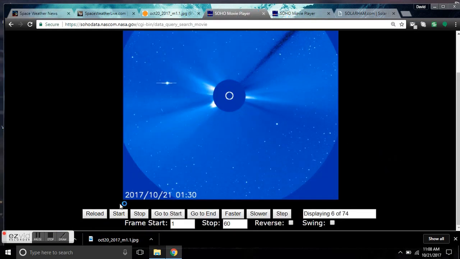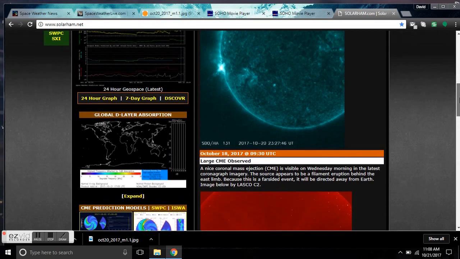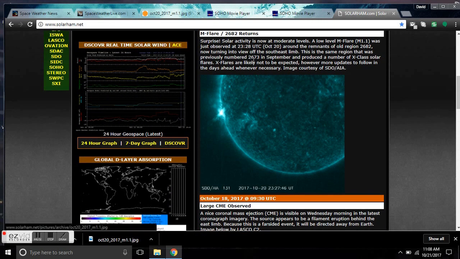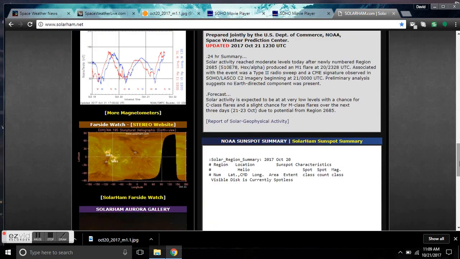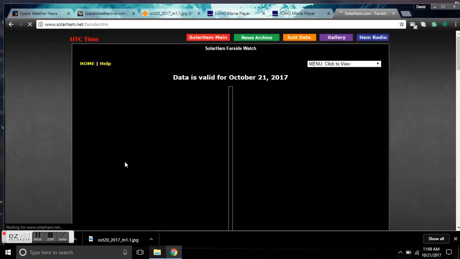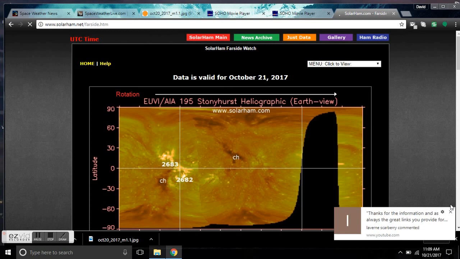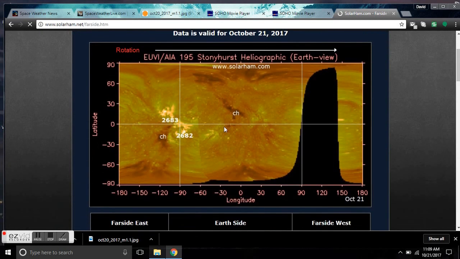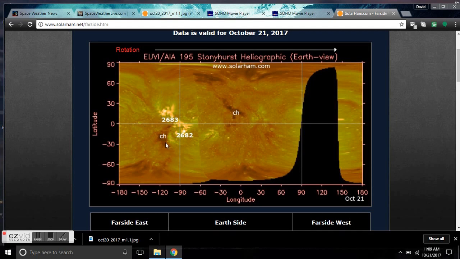So there was an M1.1 that blew off of the sun. It is not Earth-directed. But this region that produced this flare is 2673, the X flare producing region. And if we come down here, I'm going to show you these spots. So 2682 is the spot. It's just turning off the limb here. And 2683, these are two huge spots that may interact. We're going to be watching this. This could be a huge X flare producer in the next week. Right now, there is very low probability.